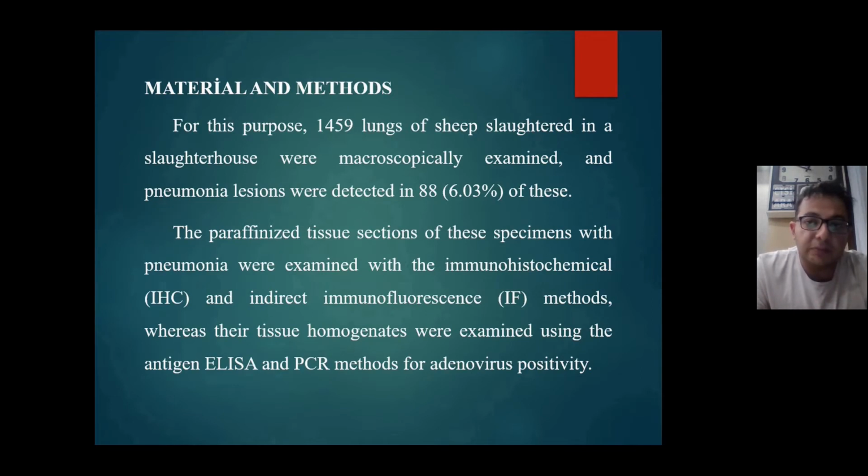1,459 lungs of sheep slaughtered in a slaughterhouse were macroscopically examined, and pneumonia lesions were detected in 88 of them. These correspond to 60.03%. Paraffinized tissue sections of specimens with pneumonia were examined with the immunohistochemical and indirect immunofluorescence methods, whereas their tissue homogenates were examined using the antigen ELISA and PCR methods for adenovirus positivity.